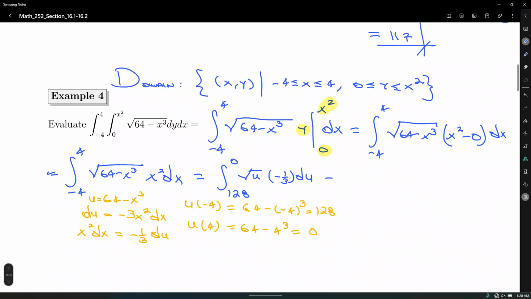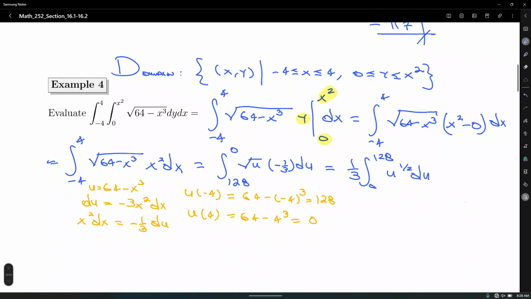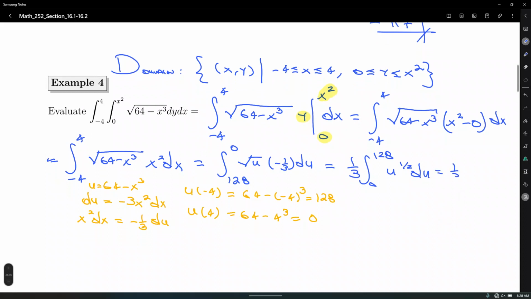So number one, I'm going to take the 1/3 outside of the integral, 1/3 integral from 0 to 128. I'm going to change this to u to the 1/2 du. So this will be 1/3 u to the 3/2 over 3/2, evaluated between 0 and 128. Let's simplify this. Dividing by 3/2 is the same as multiplying by the reciprocal.